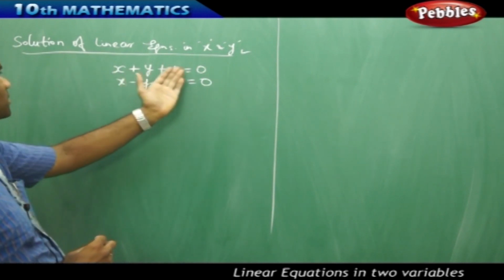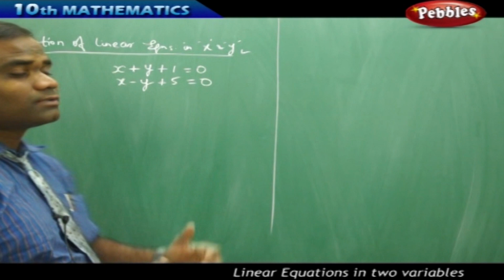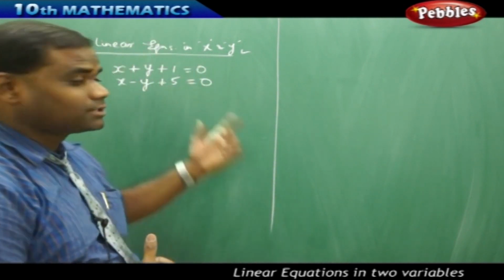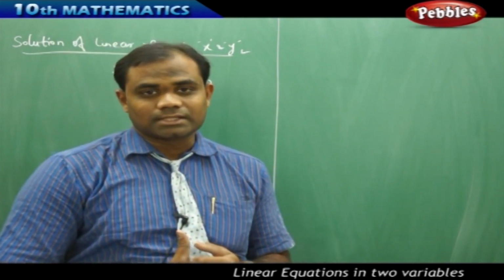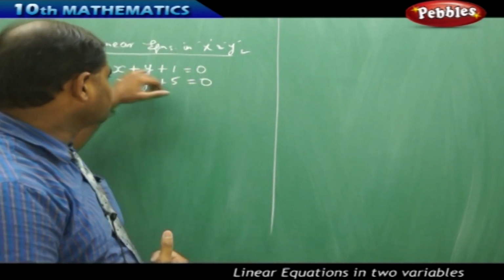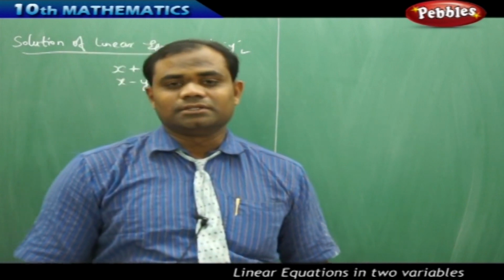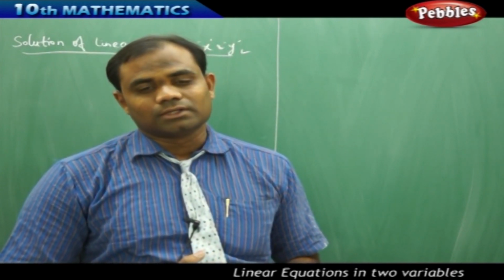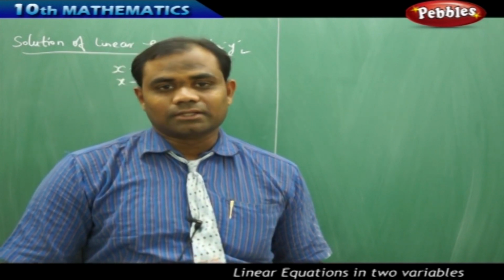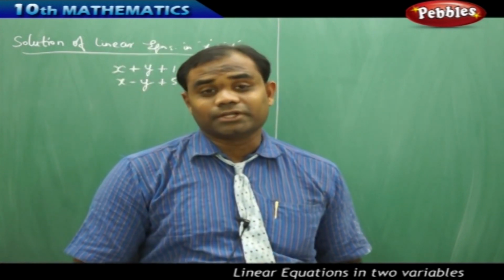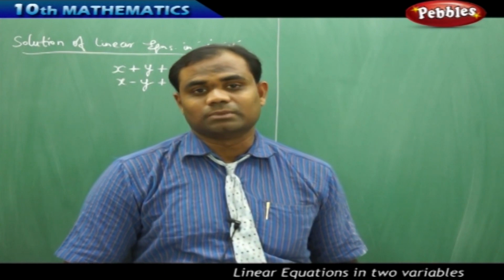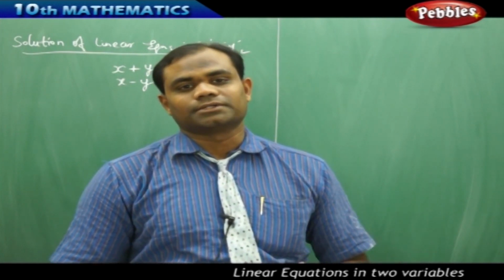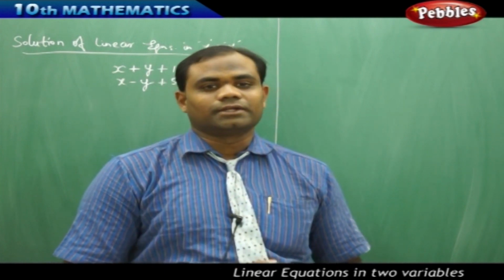One is x plus y plus 1 equal to 0 and x minus y plus 5 equal to 0. Now the reason why I have taken two linear equations in two variables x and y is that each linear equation has two unknowns, so we need minimum two linear equations for solving to get the solution. Getting the solution out of one linear equation in two variables is not possible because two unknowns, two conditions; three unknowns, three conditions; one unknown, one condition.